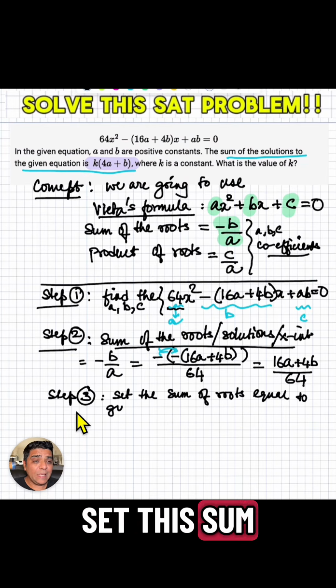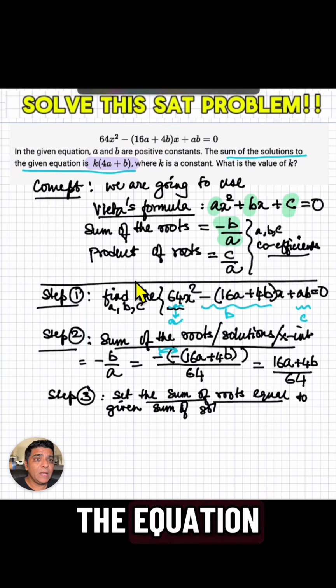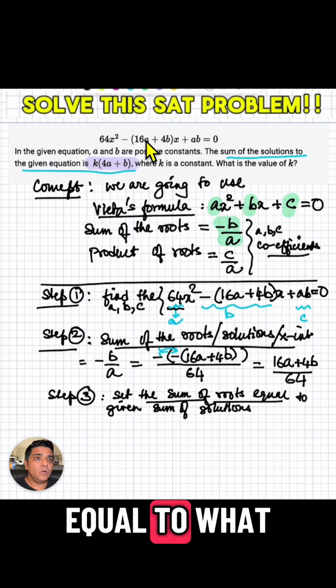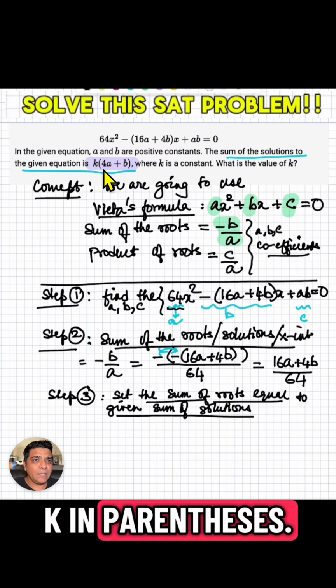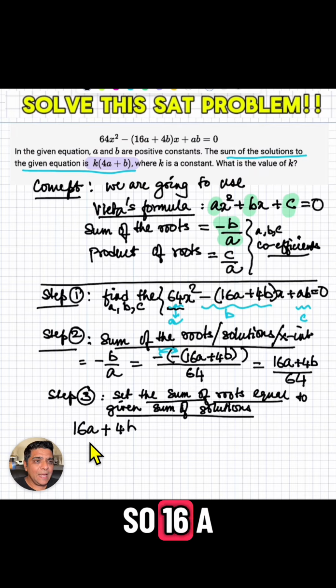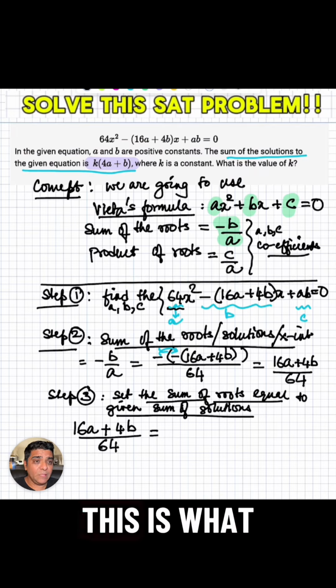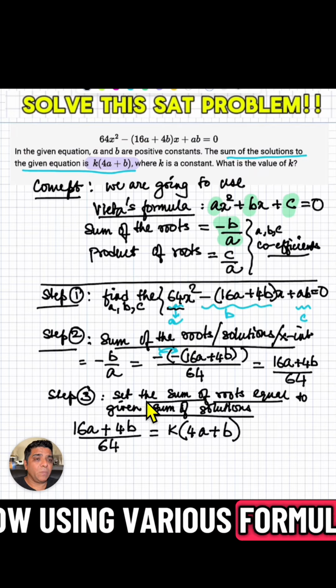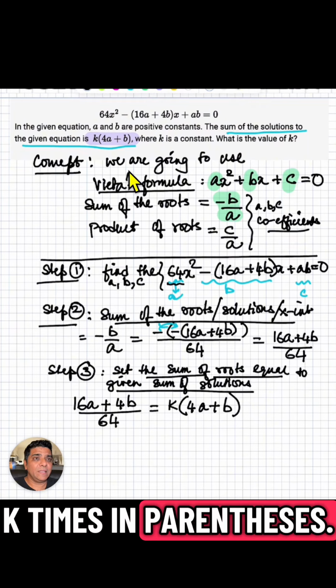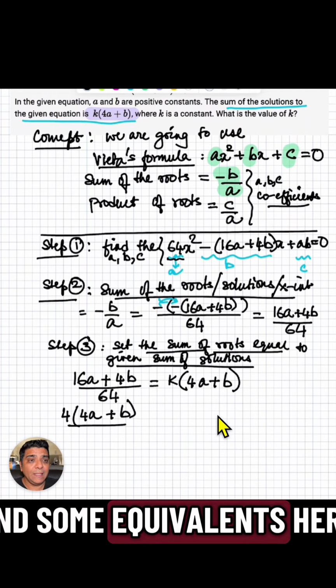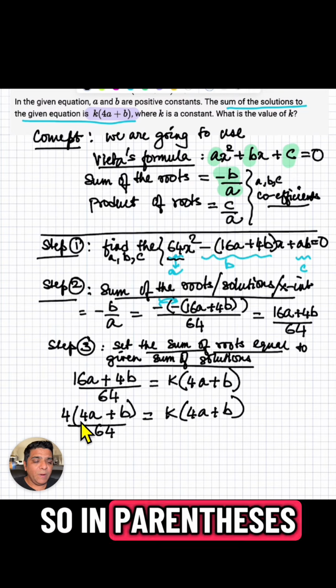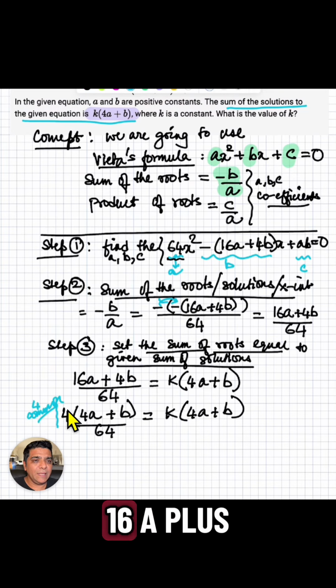Now we're going to set this sum of roots that we calculated from the equation equal to what is given to us, k in parentheses (4a plus b). Okay, so (16a plus 4b) divided by 64, this is what we calculated right now using Vieta's formula, equals what's given, k times (4a plus b). Now we're trying to find some equivalence here. Okay, so we're going to take 4 common. So in parentheses we have 4a plus b, so if you distribute, you get 16a plus 4b.